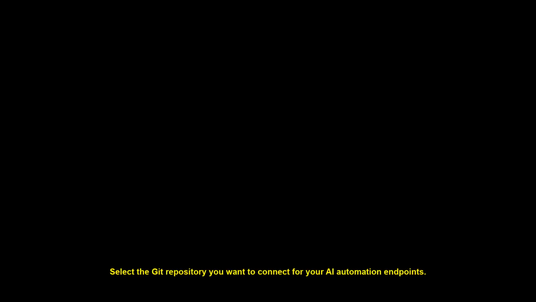Select the Git repository you want to connect for your AI automation endpoints. Vercel will automatically detect your framework and suggest default settings. Review these settings to ensure they align with your project needs. Next, you will need to configure environment variables if your endpoints require any.